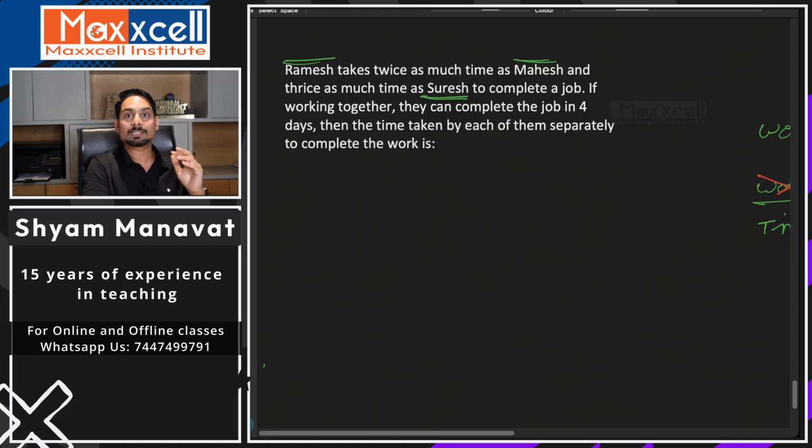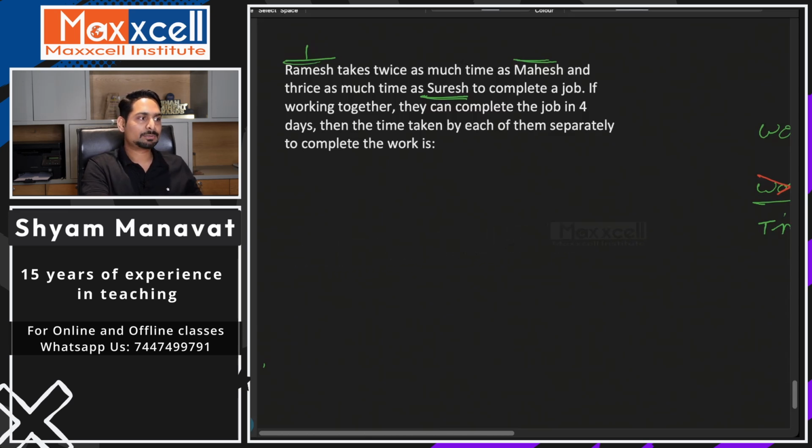So Ramesh takes twice as compared to Mahesh. Ramesh takes thrice the time as compared to Suresh. So Ramesh is the one who is the slowest amongst all, right? He is the weaker one amongst all, right? In that case, you assume the weaker one's efficiency. Okay. A new type of question. I mean, the type of question is the same, but it's a variation where you don't have time mentioned. It's all a relationship of time.